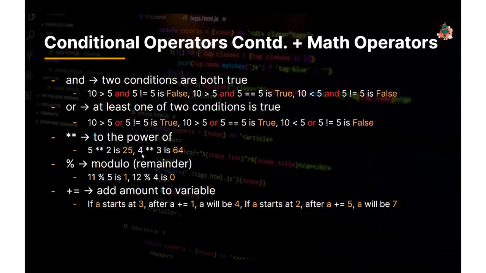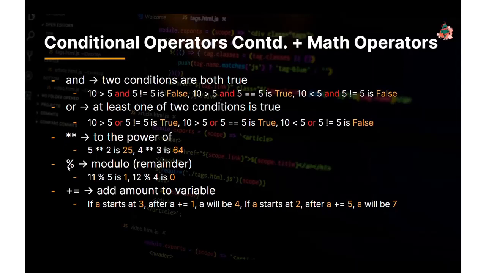And then if I use 4 to the power of 3, that'll be 64, because 4 times 4 times 4, like 3 times, would be 64. Well, if I just do 5 times 5, which is just multiplying 5 by itself 2 times, then it's 25. So that's how the power of operator works.